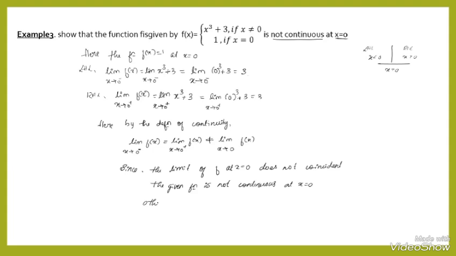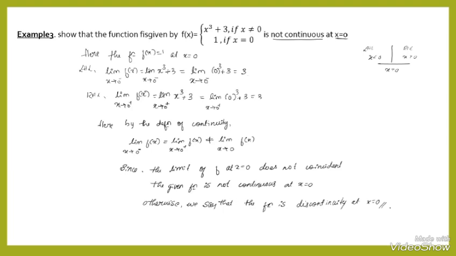Otherwise, we say that the function has a discontinuity at x = 0. This is the proof that the function f(x) = x cube plus 3 if x is not equal to 0, and f(x) = 1 if x = 0, is not continuous at x = 0.